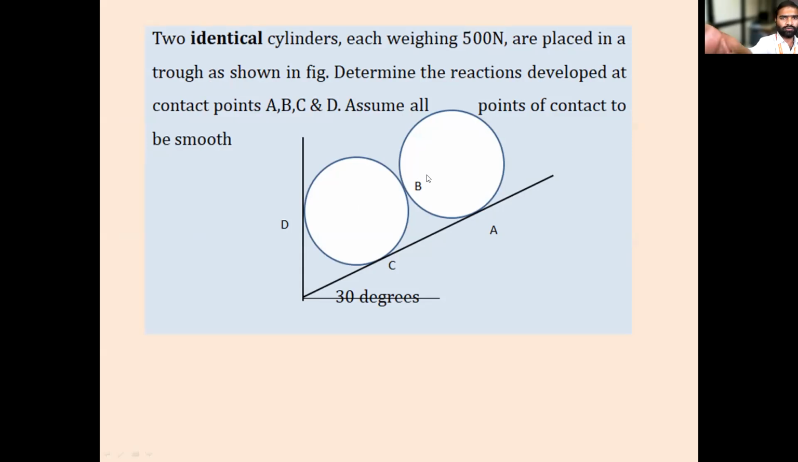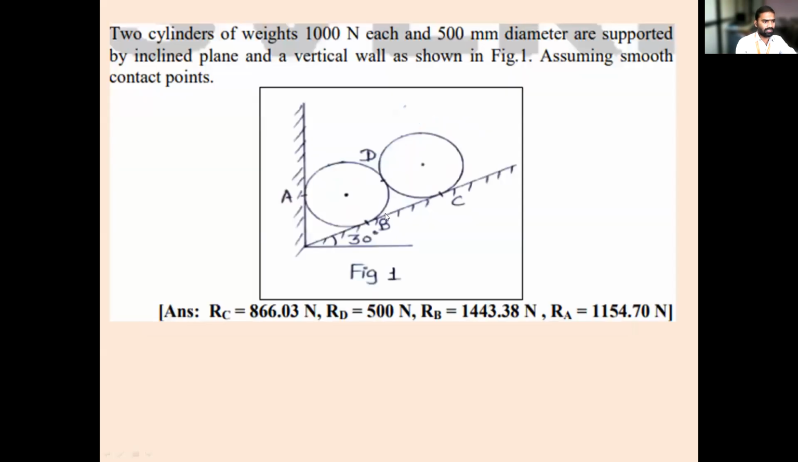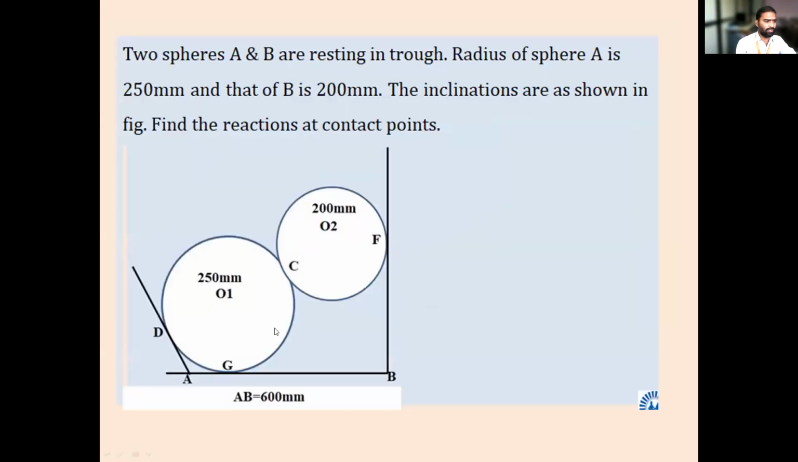What is the angle of RB? Can you tell me what is the angle made by the RB reaction? 30 degrees. When the spheres are of the same diameter, the angle made by the contact reaction is equal to the angle made by the plane. In this condition also it is the same. Here, RC is making how much angle?